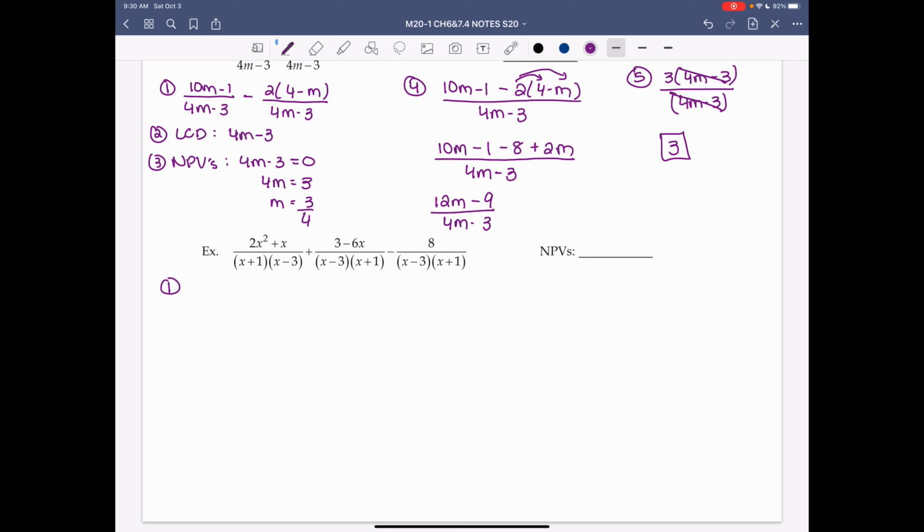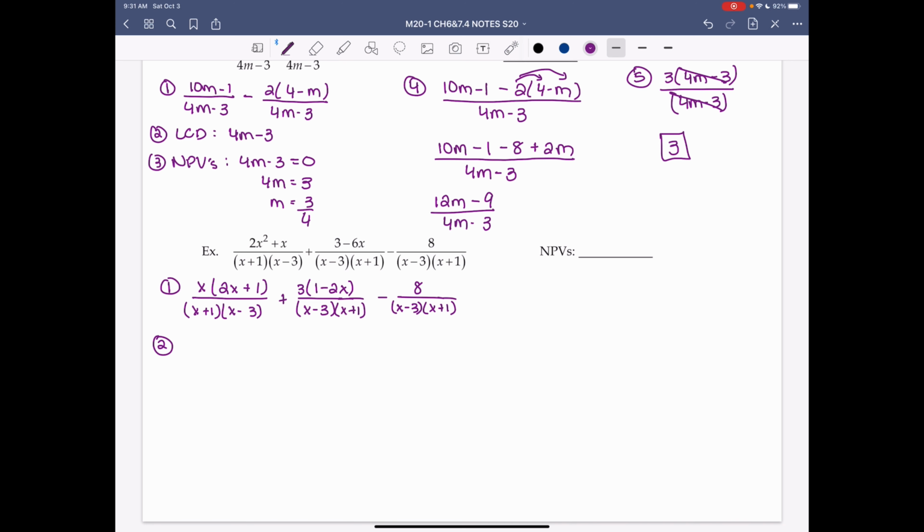Step 1, factor if possible. We can factor our first numerator, take out an x. We get 2x plus 1 over x plus 1, x minus 3. We can factor our second numerator, common factor of 3. We get 1 minus 2x, over x minus 3, x plus 1. Our last one cannot be factored. 8 over x minus 3, x plus 1.